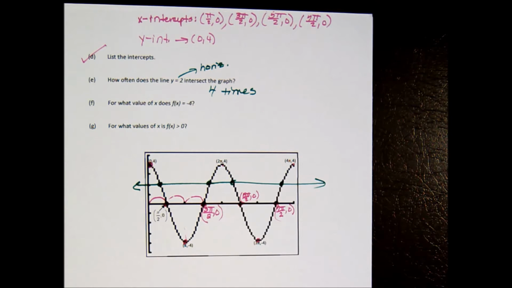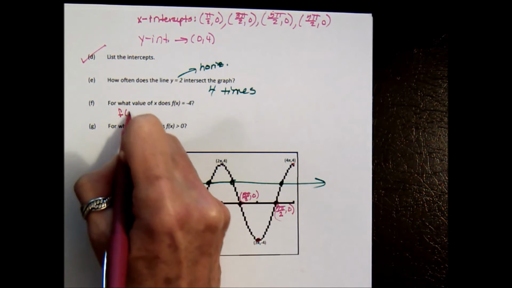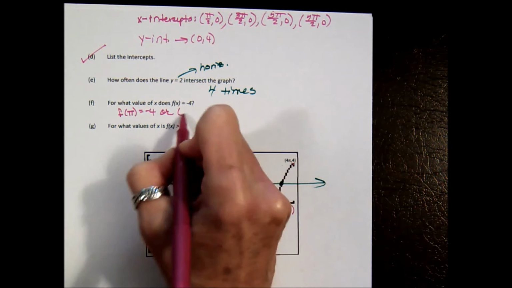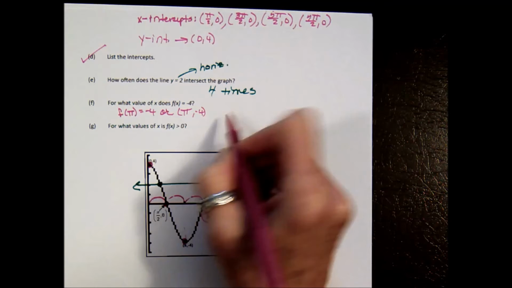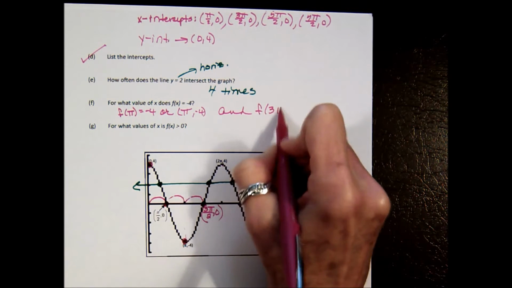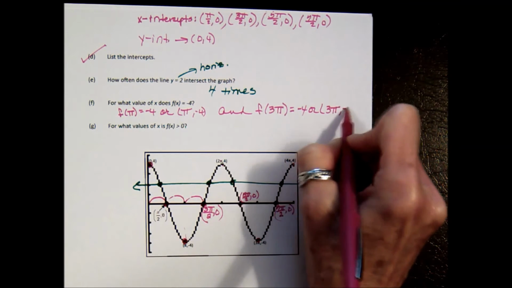At what value does f of x equal -4? So we want to know where the y's are -4. Well, here it is and here it is. So there are 2. So I could say f of pi equals -4, or the point pi, -4, and f of 3 pi equals -4, or the point 3 pi, -4. You can answer that either way.